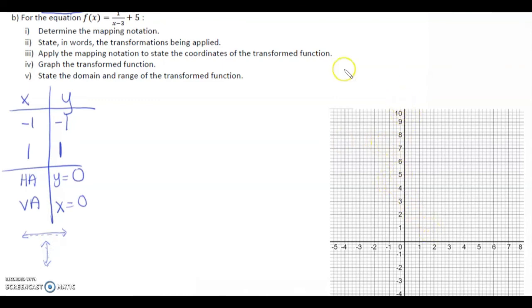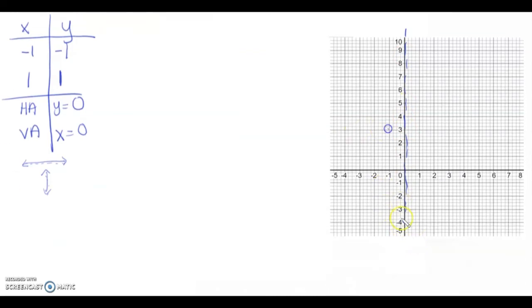Okay, so what we see with the original 1 over x is we see this vertical asymptote, we see this horizontal asymptote, and we have to label them. So this is y equals 0, and that's a horizontal line. And then the vertical line is x equals 0.